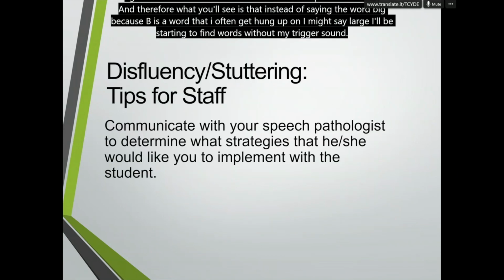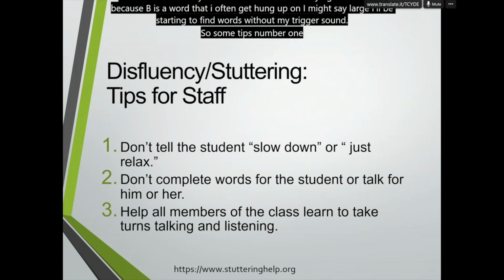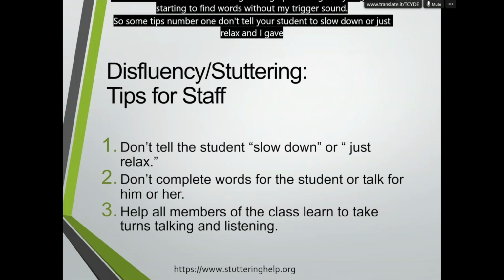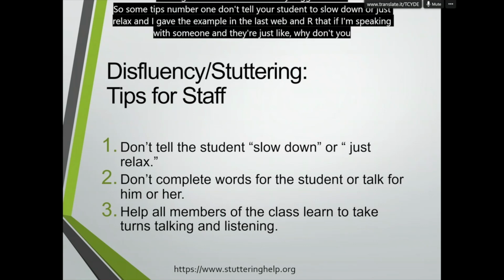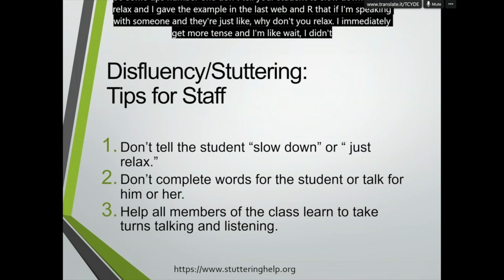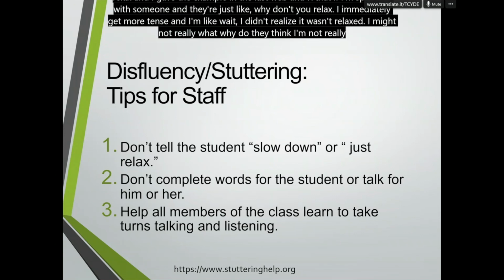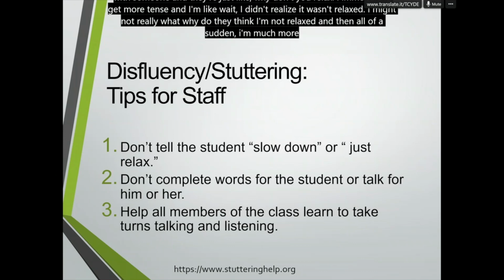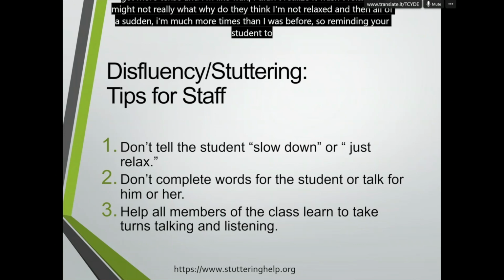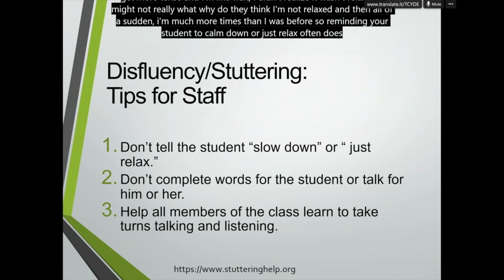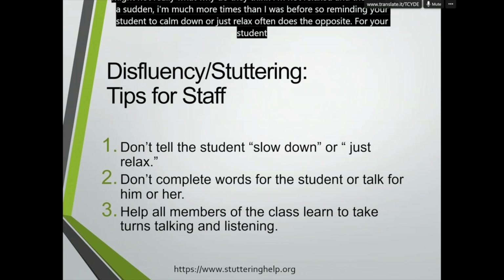So some tips. Number one, don't tell your student to slow down or just relax. I gave the example in the last webinar that if I'm speaking with someone and they're just like, why don't you relax? I immediately get more tense. And I'm like, wait, I didn't realize I wasn't relaxed. Am I not relaxed? Why do they think I'm not relaxed? And then all of a sudden, I'm much more tense than I was before. So reminding your student to calm down or just relax often does the opposite for your students, and it doesn't help with fluency.